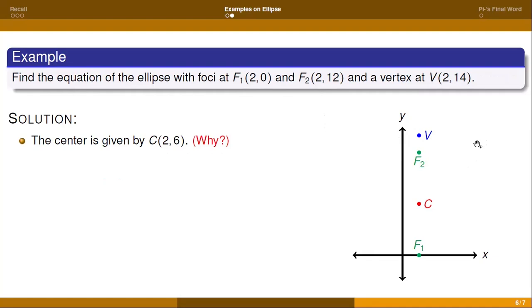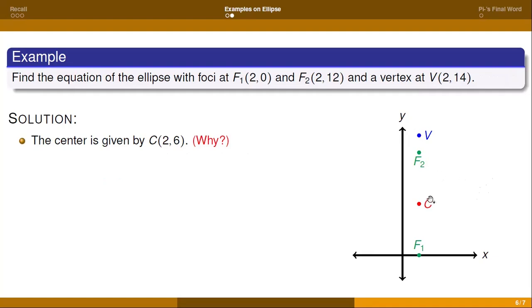Or an easier way to obtain that is just take note that to obtain its midpoint, for the x coordinate, this does not change. So we still have 2 here. And then for the y coordinate, we just get the one in the middle. So between 0 and 12, in between that is 6. That's why we have 6 here. Okay, then once we have the center, what else can we obtain?